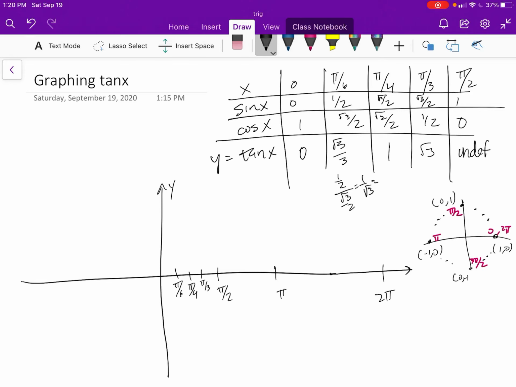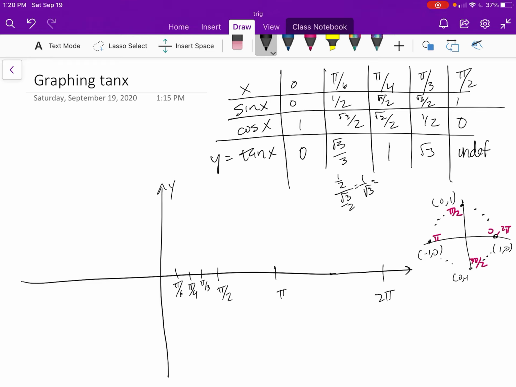All right, just as we graphed sine and cosine, we're going to take a look at graphing y equals tangent x. And I recreated this table one more time. I think it's great to just have this down pat and come up with these values. Tangent, remember, is sine over cosine.